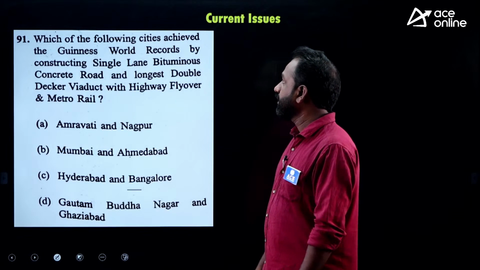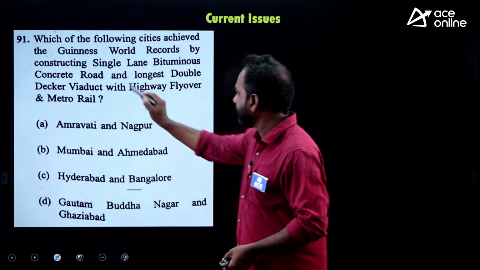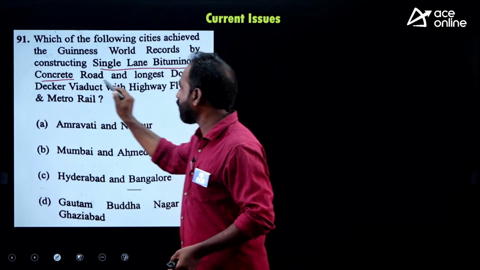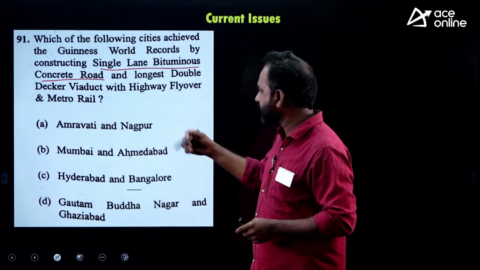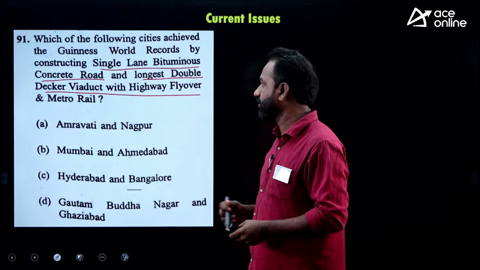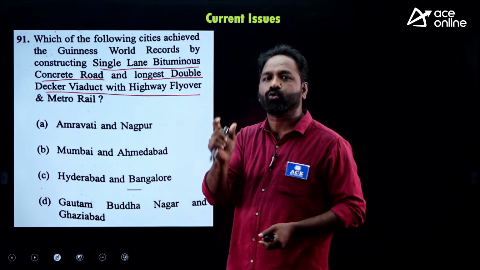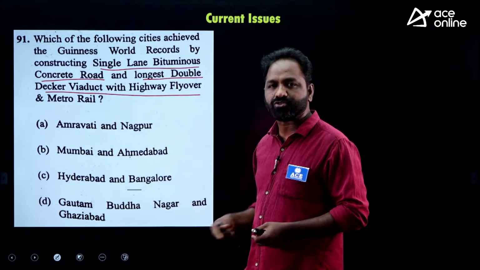Straightforward question. Next, which of the following cities achieved Guinness World Record by constructing single lane bituminous concrete road? One city. Second question, longest double-decker viaduct with highway flyover metro rail. These two Guinness records happened in 2 different cities. Okay, it is not 1 question, 2 questions.